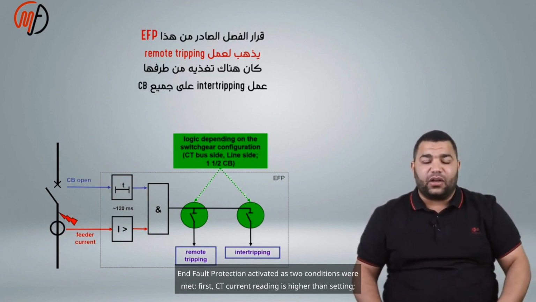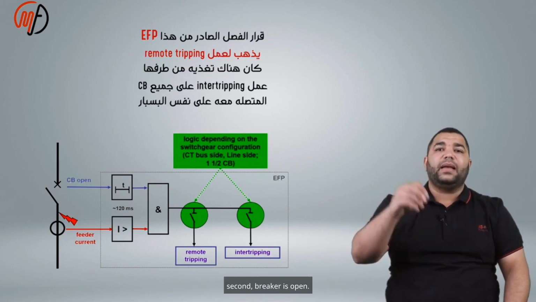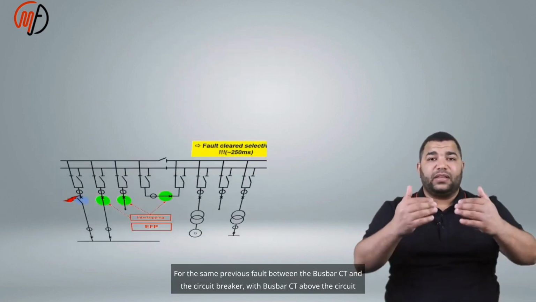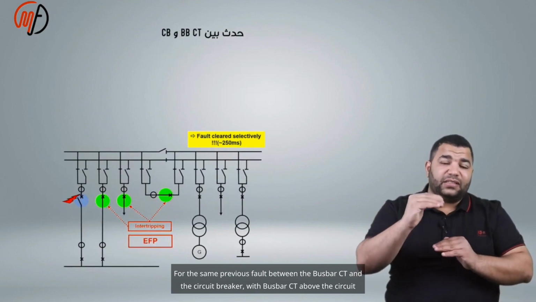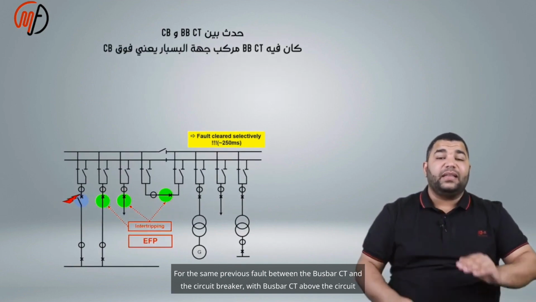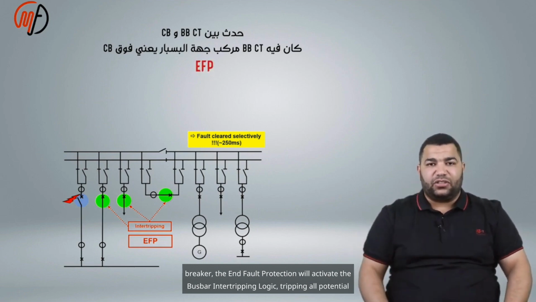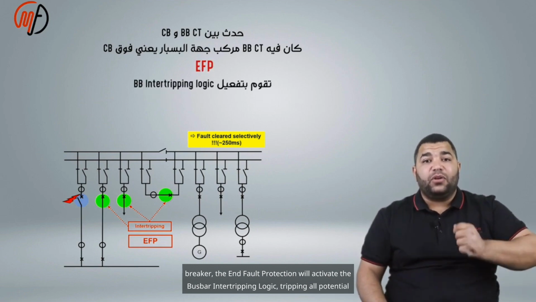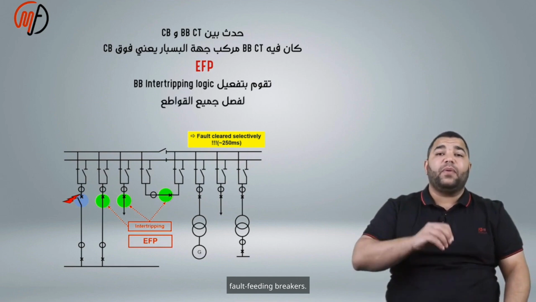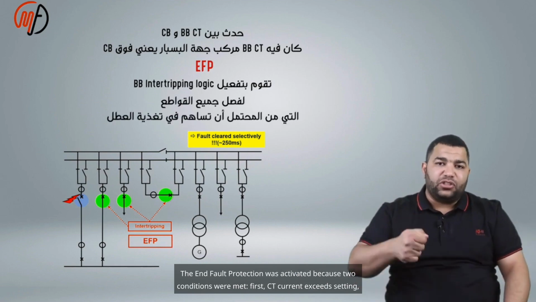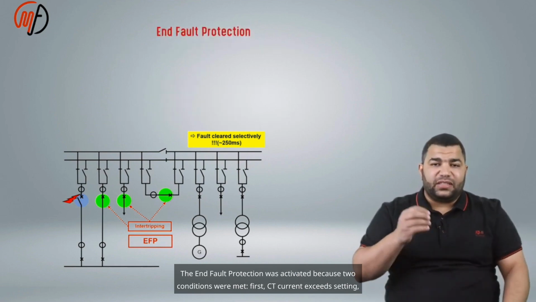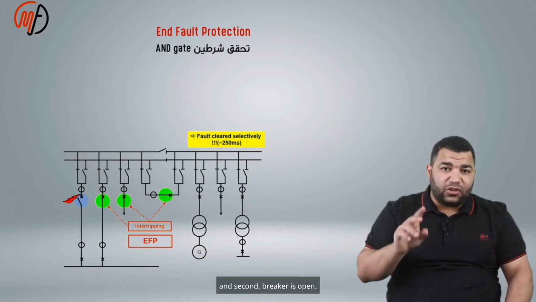First, CT current reading is higher than setting. Second, breaker is open. For the same previous fault between the bus bar CT and the circuit breaker, with bus bar CT above the circuit breaker, the end fault protection will activate the bus bar inter-tripping logic, tripping all potential fault-feeding breakers. End fault protection was activated because two conditions were met. First, CT current exceeds setting, and second, breaker is open.